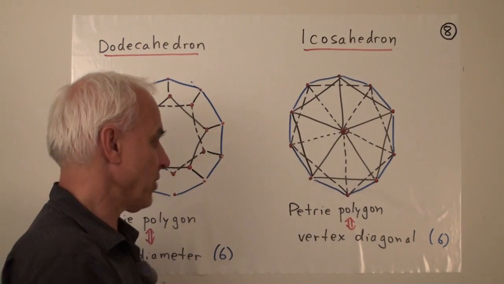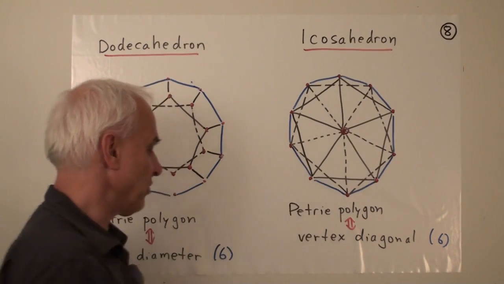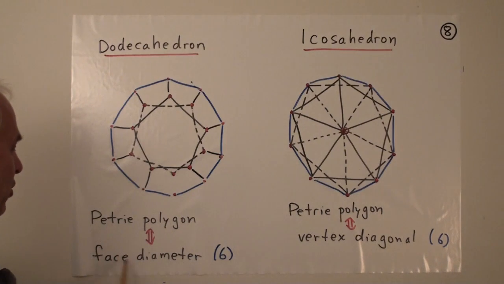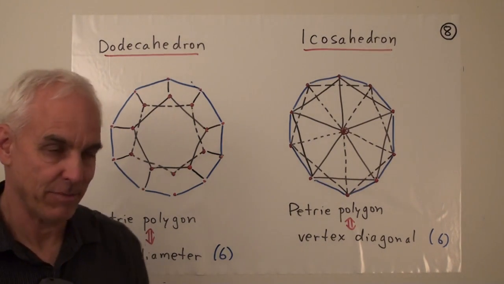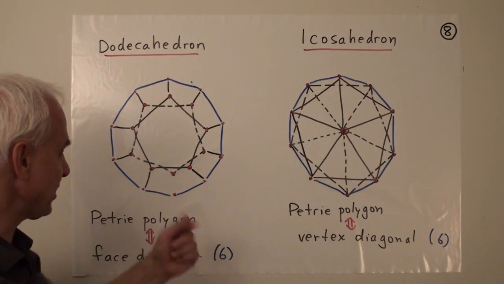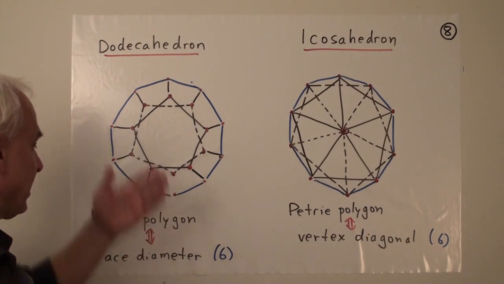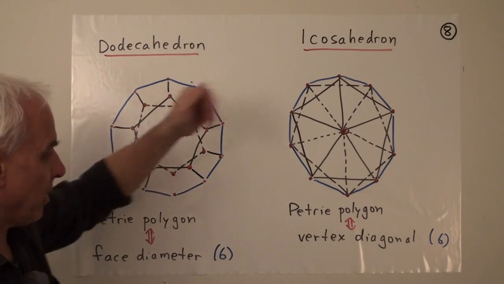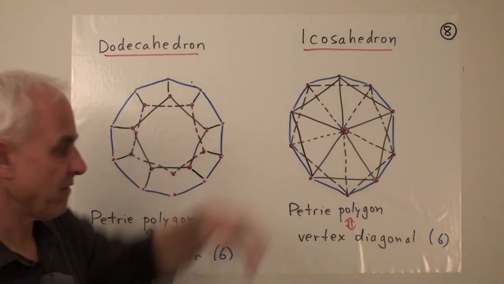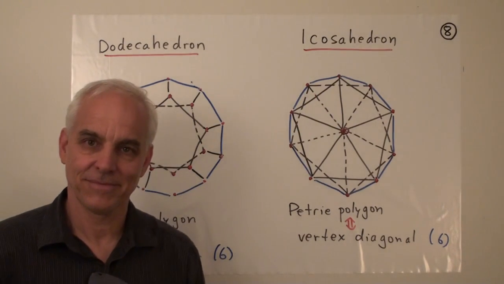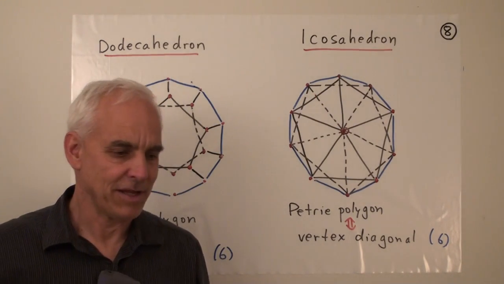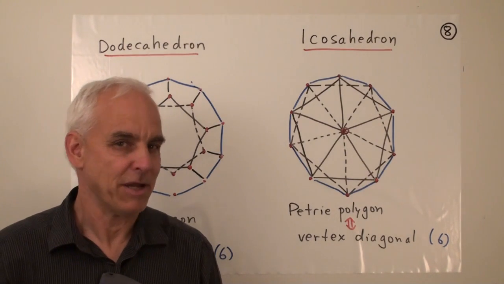superimposed there. So again, the Petrie polygon in this case corresponds to a vertex diagonal, while over here it corresponded to a face diameter. And there are 6 of these in each case because there are 6 face diameters, or over here because there are 6 vertex diagonals. So a lovely kind of geometry associated to these Petrie polygons.